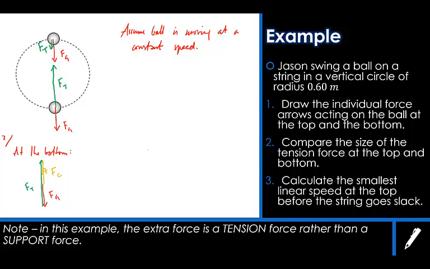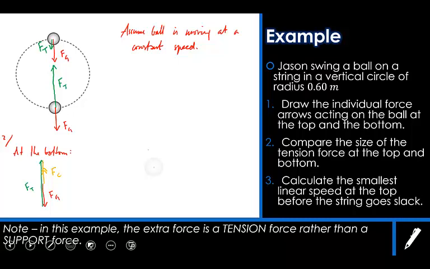At the bottom, because the weight is trying to pull the ball out of the circle, the tension force needs to be really, really big in order to first cancel out the weight force and then provide the extra force needed upwards to produce the force required to move in a circle.